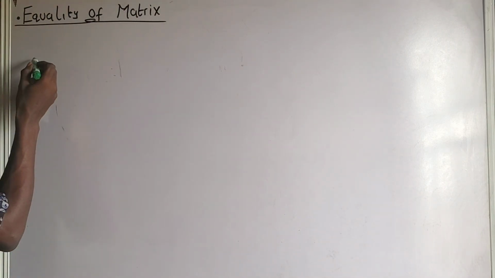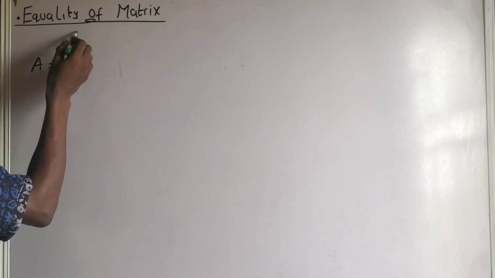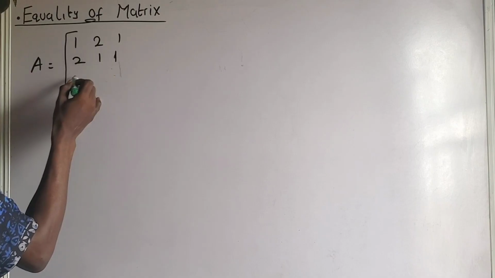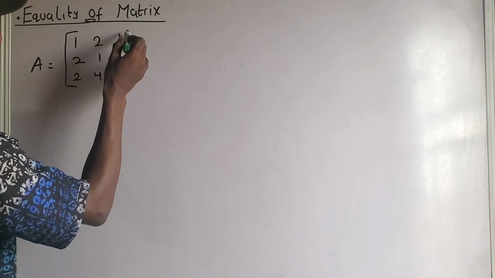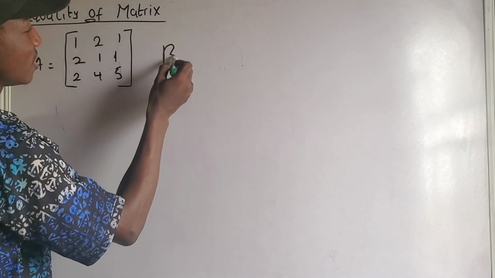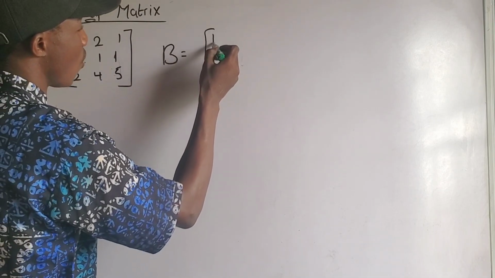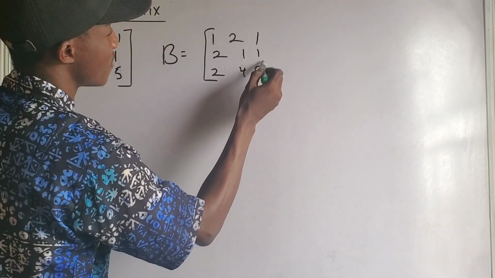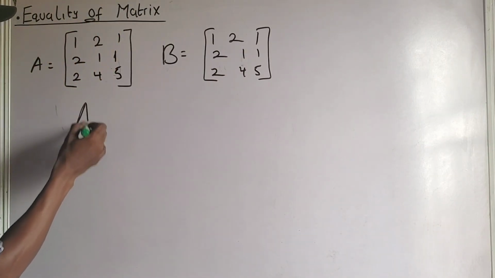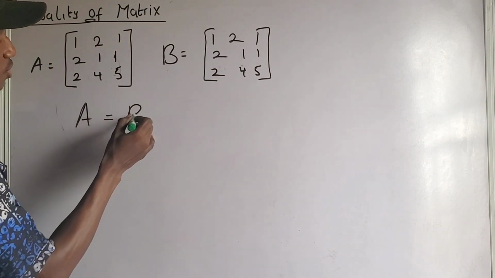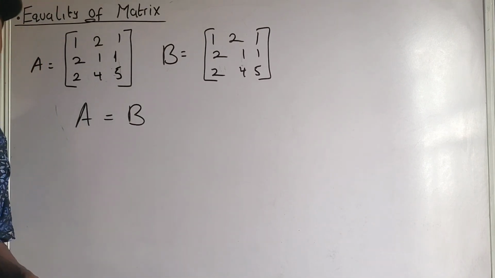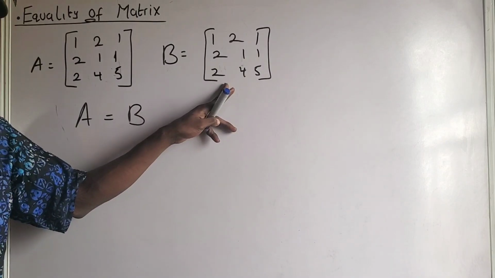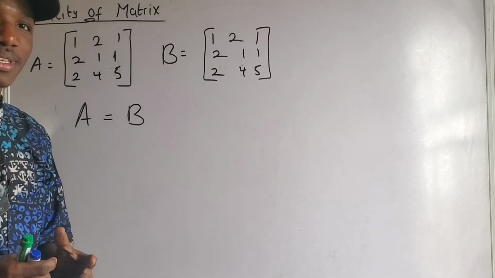Please pay attention. Let's say we have matrix A equals 1, 2, 1, 2, 1, 1, 2, 4, 5. And we have matrix B equals 1, 2, 1, 2, 1, 1, 2, 4, 5. Matrices A and B can be said to be equal if all the corresponding elements in A are equal to the elements in B. You understand? What I mean by corresponding element is this.